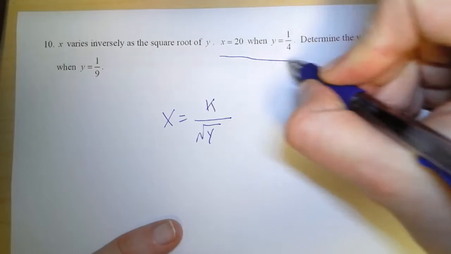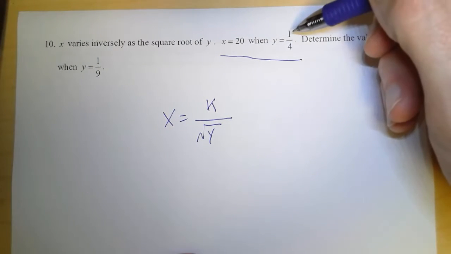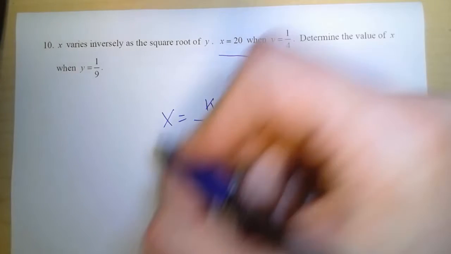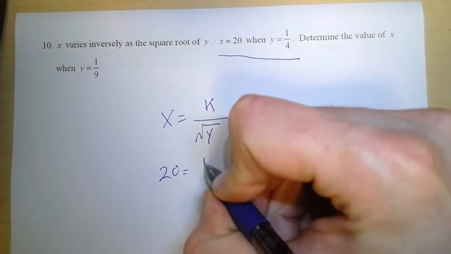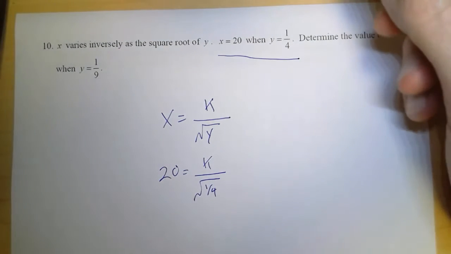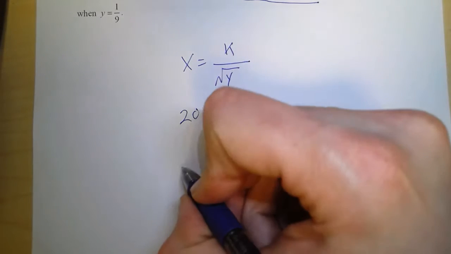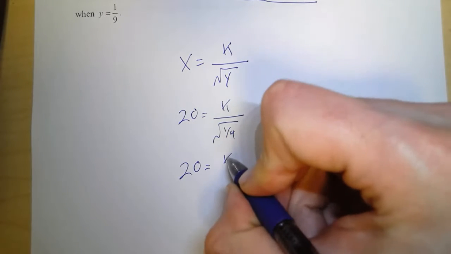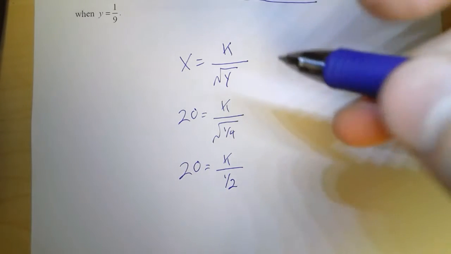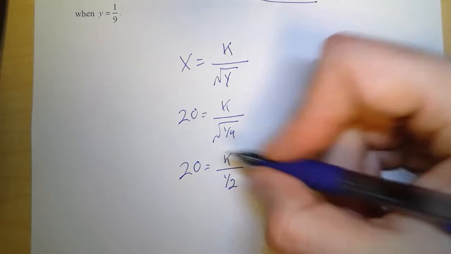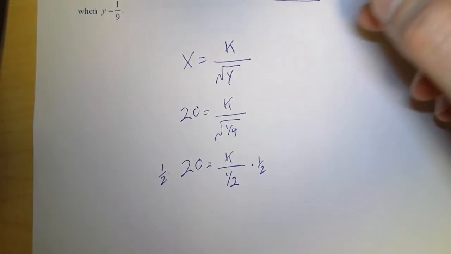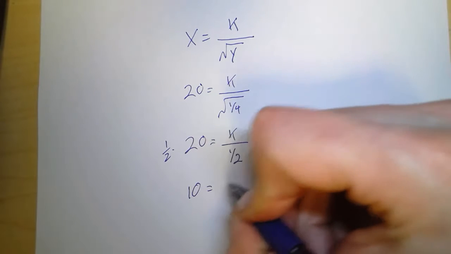Now the second piece of information, x equals 20 when y equals 1/4, allows us to figure out what the value of k is. So we substitute 20 in for x, and then for y, we substitute 1/4. Now the square root of 1/4 is 1/2, because the square root of 4 is 2. So what we need to do is multiply both sides by 1/2. And so we get 10 equal to k.